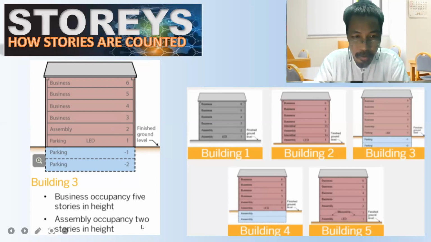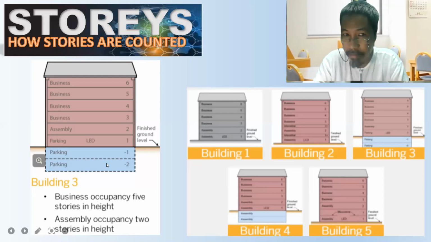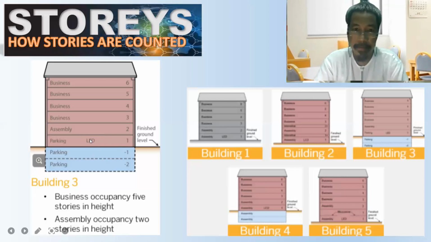Assembly occupancy, 2 stories in height. Where are those? Parking and second floor. We do not count the underground because we already determined that LED is first floor. We do not count those below LED. Okay, so that's how we count the number of floors.